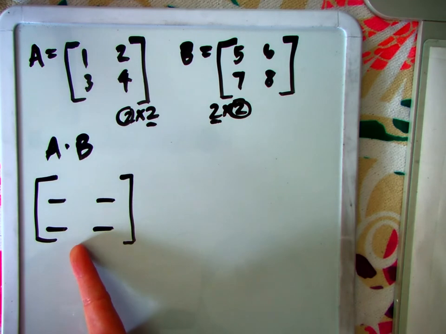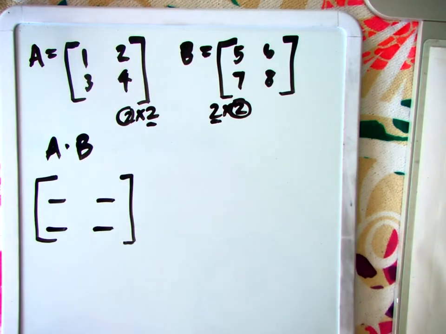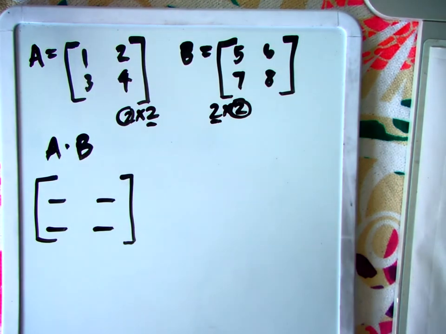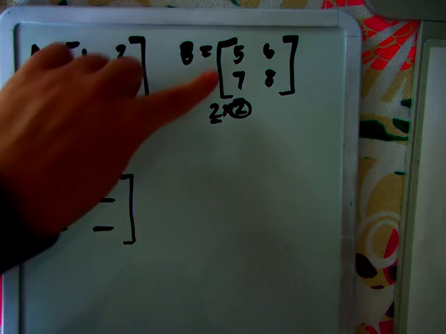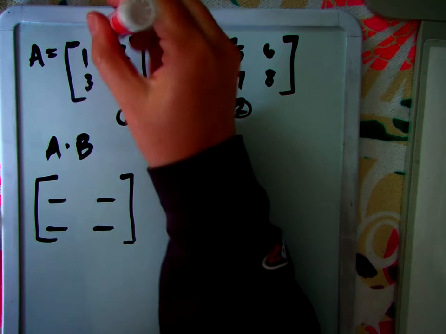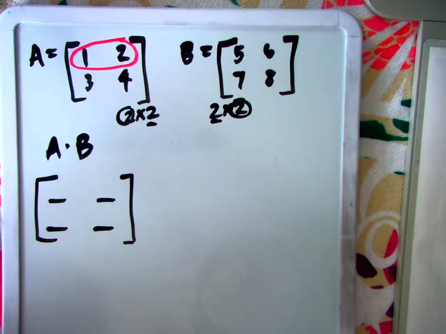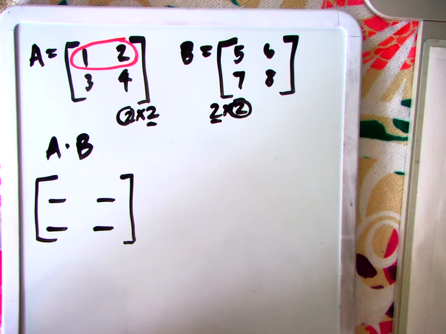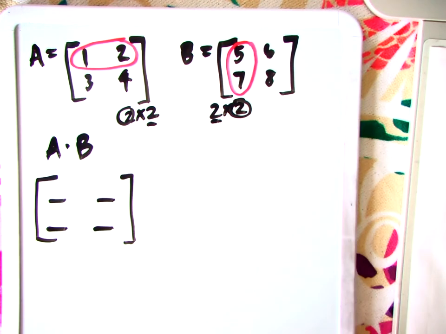This is just me drawing a template. I have 2 rows, I have 2 columns, okay? The template is helpful so that you know how many numbers you are trying to find. So here's the weird part. I want to go back to that vector multiplication that we talked about. When we're multiplying A times B, we focus on the first row of matrix A and the first column of matrix B.